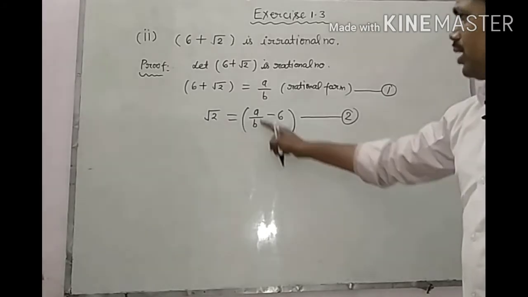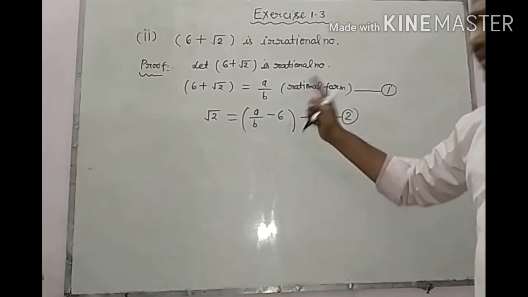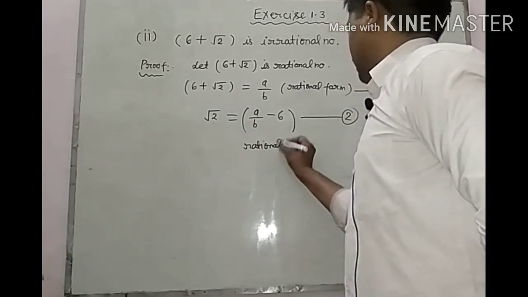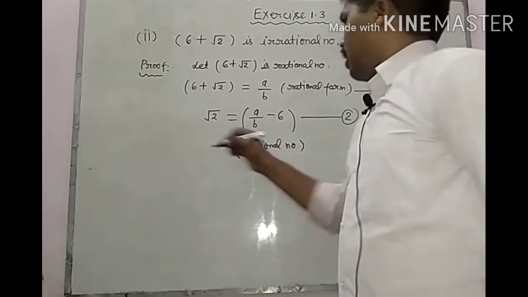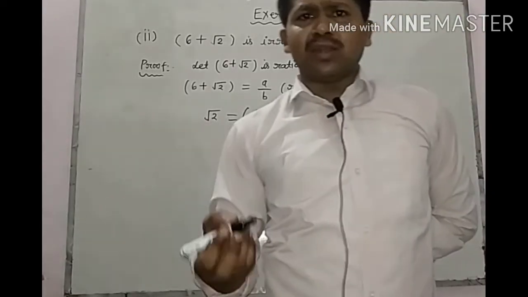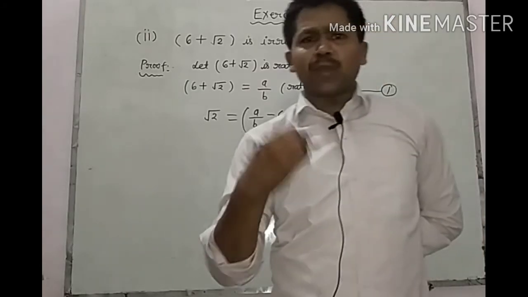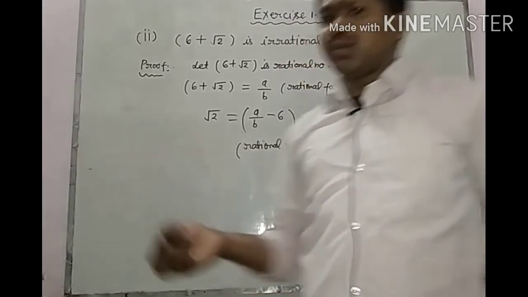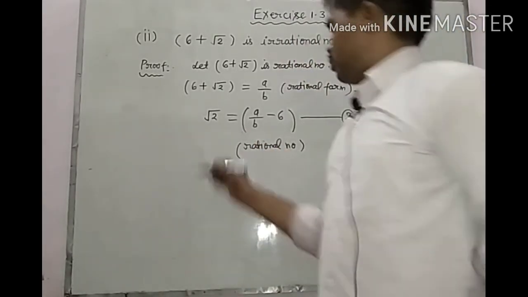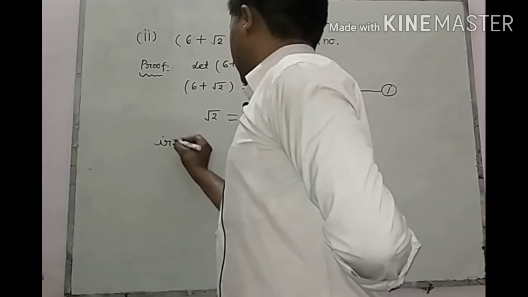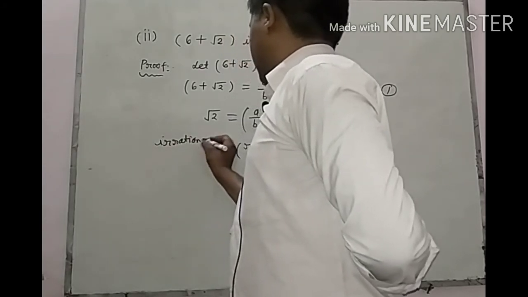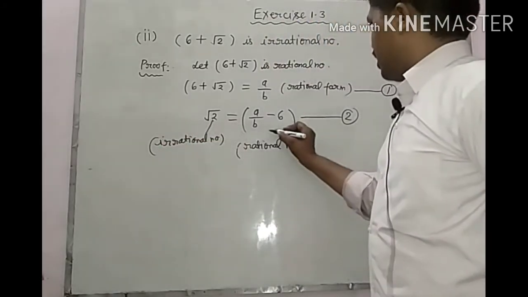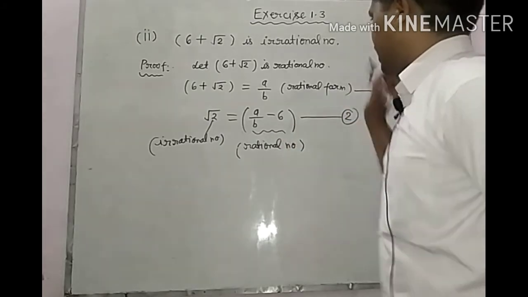Here we can see a by b minus 6 will be a rational number. Root 2 will be an irrational number, since we know that the square root of a prime number is irrational. So root 2 will be an irrational number, students. Root 2 is irrational, and a upon b minus 6 is rational.